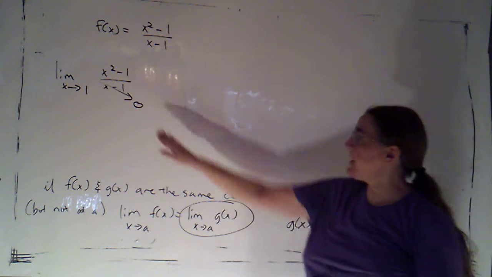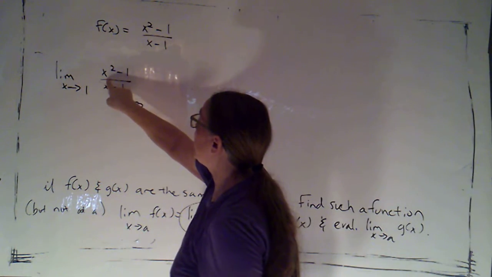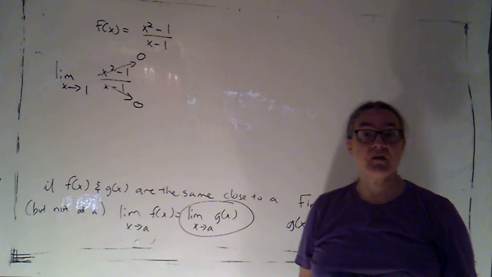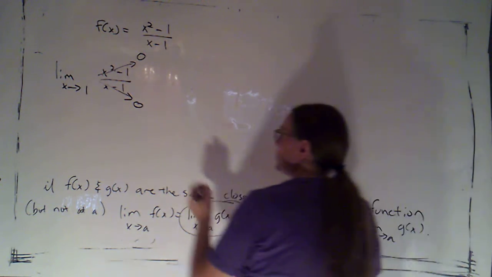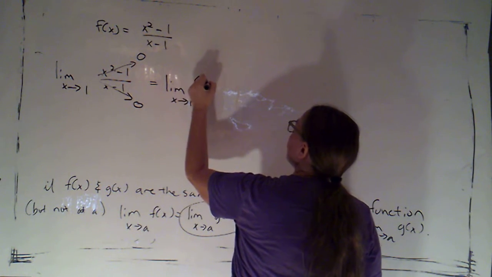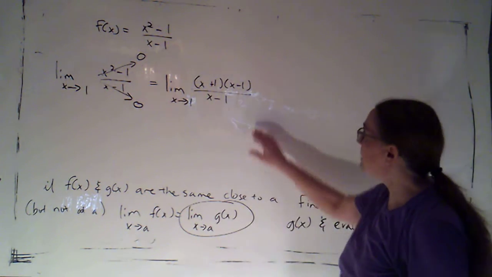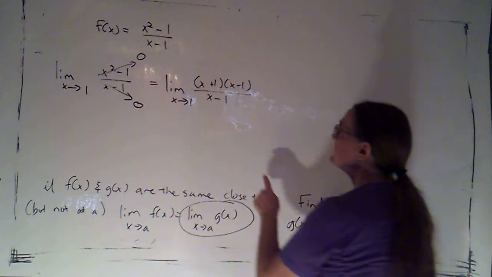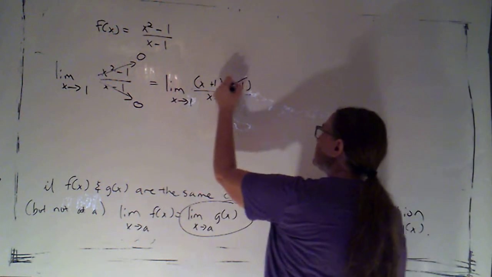But I also can't conclude based just on that I have a vertical asymptote. I need to see what's happening on the top. If I tried to plug in 1 on the top, I would get 1 minus 1. That would also go to 0. So I have this indeterminate form. Okay. But what I can do is I can say this is the limit as x goes to 1 of x plus 1 times x minus 1 over x minus 1. All I've done is I've rewritten the top in factored form. And then I can see that I've got an x minus 1 on top and on bottom, so I could cancel that.